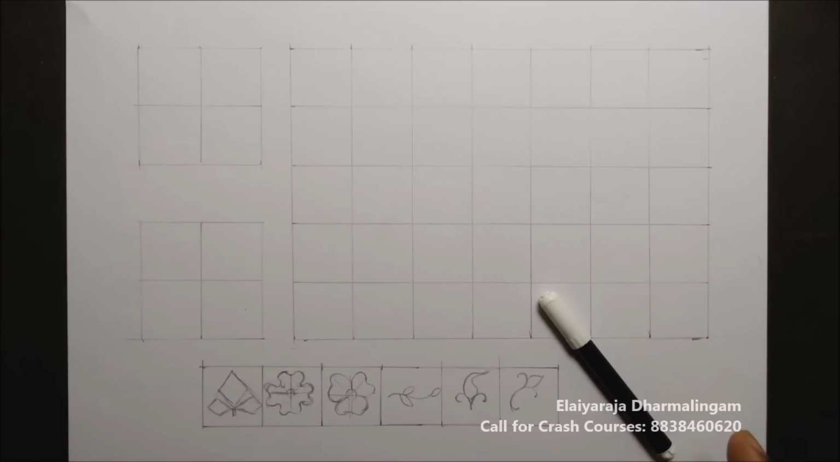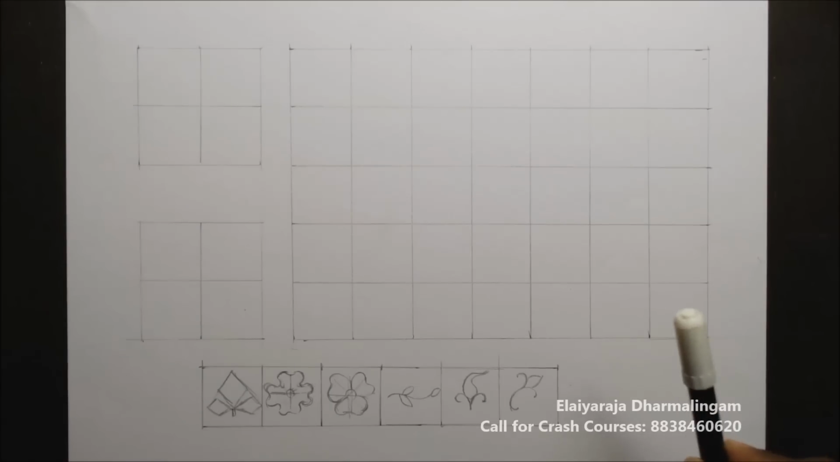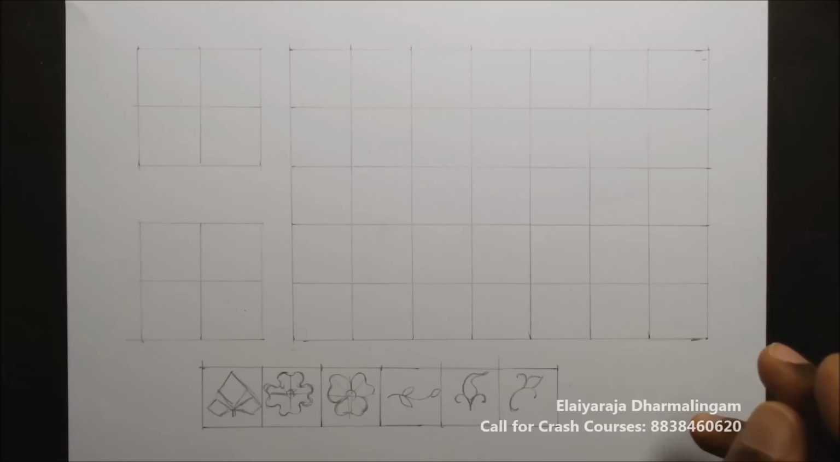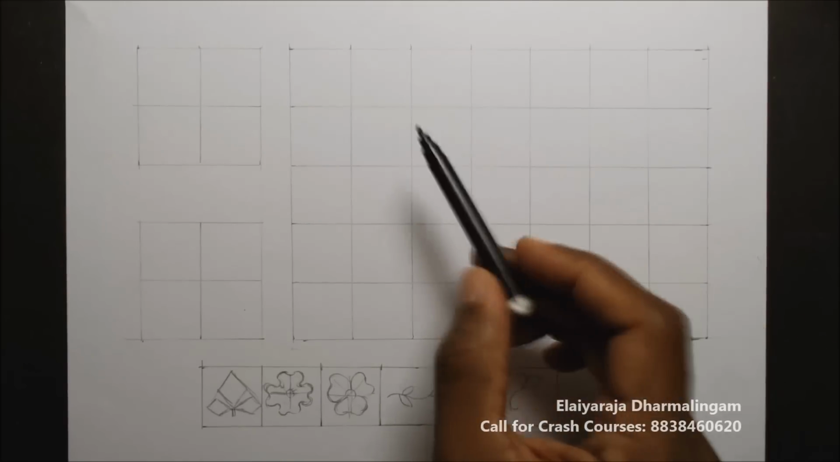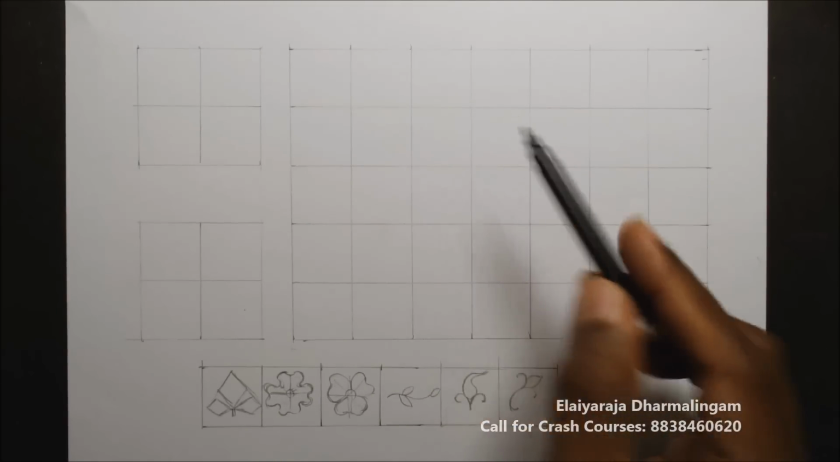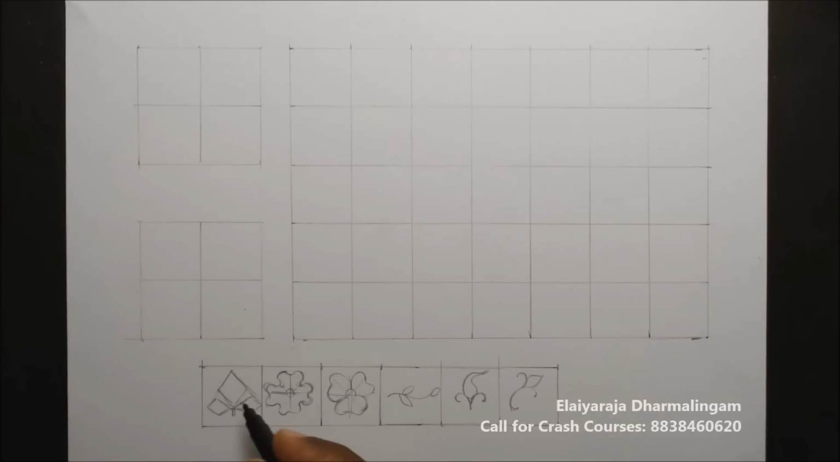Today we'll be explaining about pattern and an answer for the previous year NIFT CAT question. Here the question is given: draw a pattern in the given grid using any three of the following motifs and also explain the concept. So these are the motifs given to draw as a pattern.